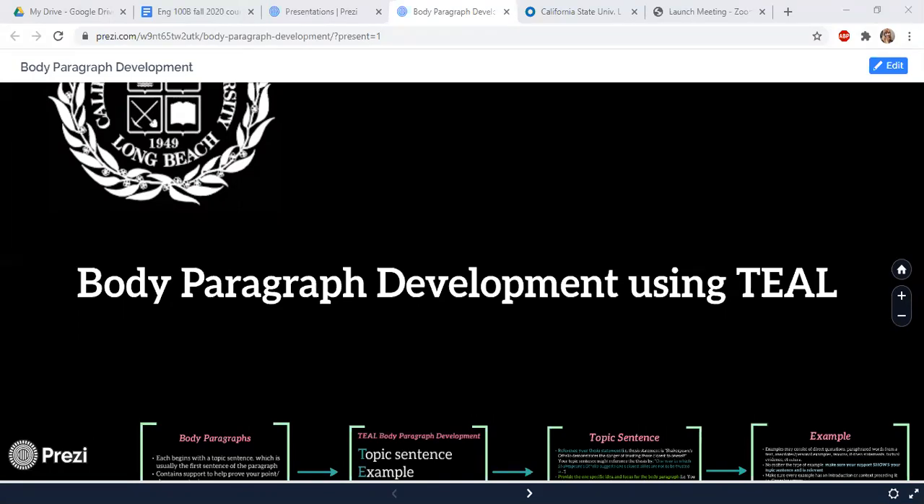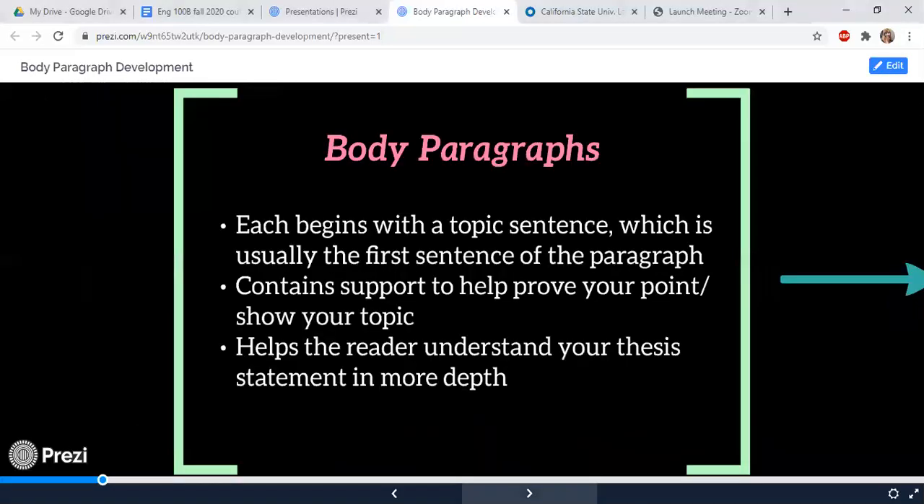So we know that we're looking at body paragraphs, and if you've read the AGR chapters on essay structure, you know that body paragraphs are a really important part of our essay. This is where we include all of our explanations and examples to help support the thesis that we are arguing for or that we are communicating in our essay.